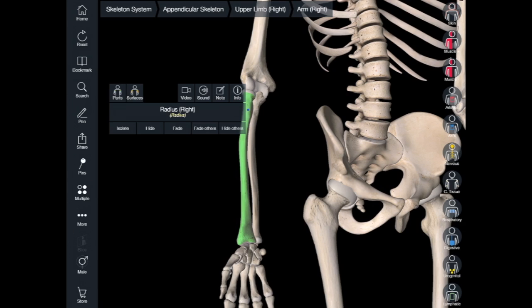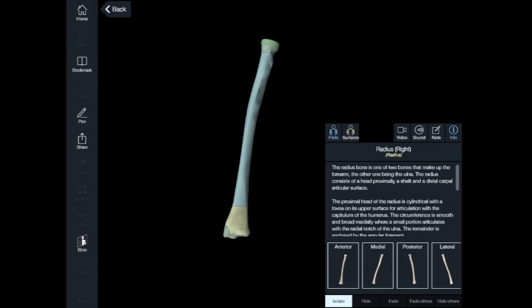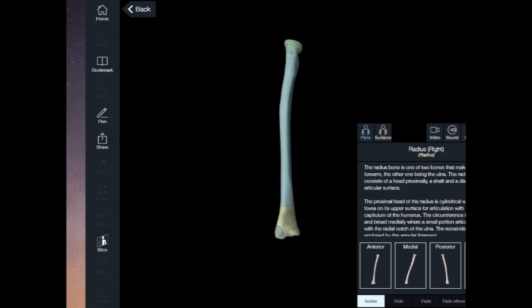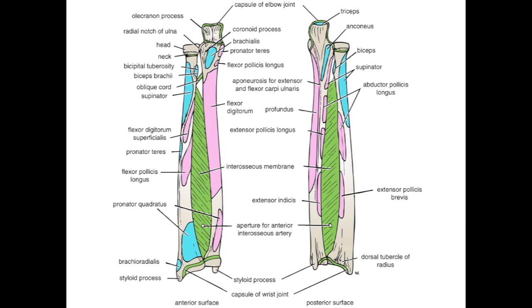So let's go back to the isolated view again. And this was about the shaft of the radius. And to have a look at the interosseous membrane in between the radius and the ulna, we can take a look at this photo here. So this is the interosseous membrane, which is colored green in between the radius and ulna.